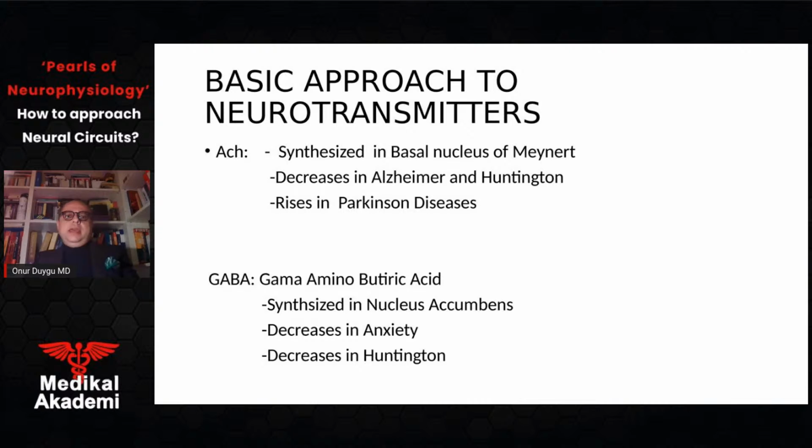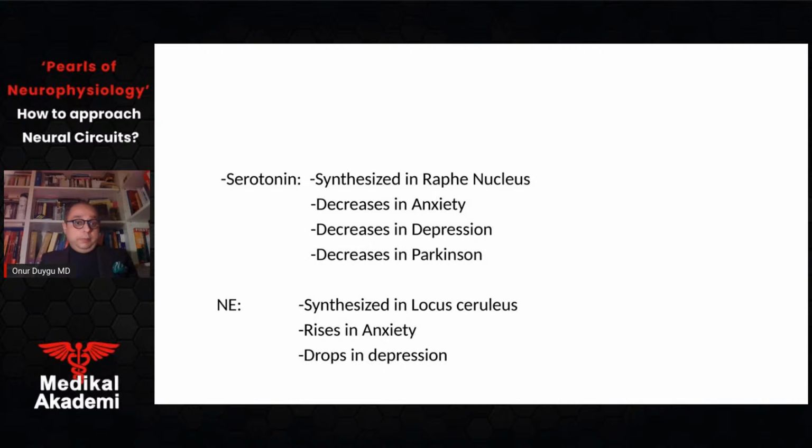How about GABA? GABA is gamma-aminobutyric acid, which is very important as a depressor in the central nervous system. It's synthesized in the nucleus accumbens area and decreases in anxiety disorders or generalized anxiety disorder, and decreases in Huntington disease as well.